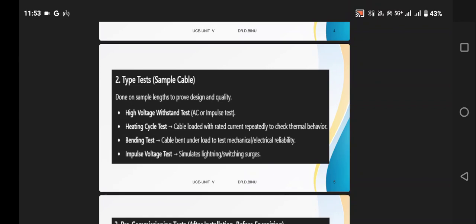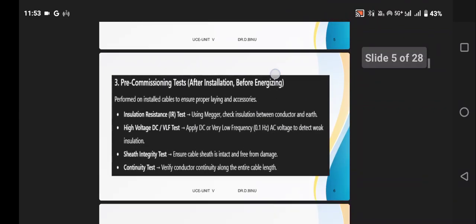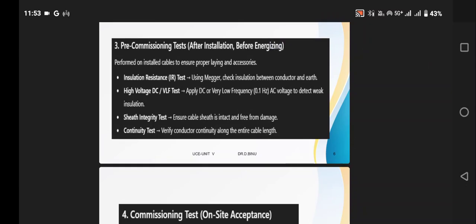High voltage withstand test, heating cycle test, bending test, and impulse voltage test. The third test is pre-commissioning test. This test is normally conducted after installation but before energizing the cable. It consists of insulation resistance test, high voltage DC or VLF test, sheath integrity test, continuity test.